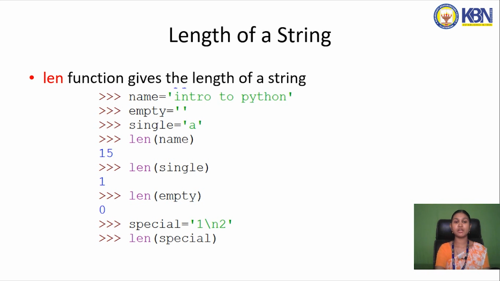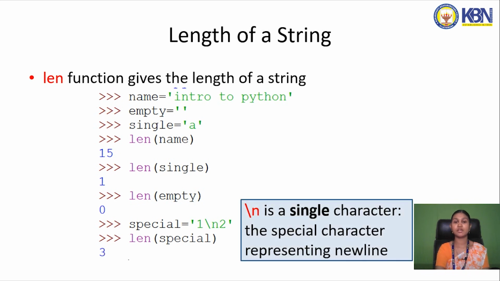Now special, I have given the special variable. In the special variable a backslash character is used. That is why the backslash character is not counted. It means it has special symbols, and that's why its length is 3.